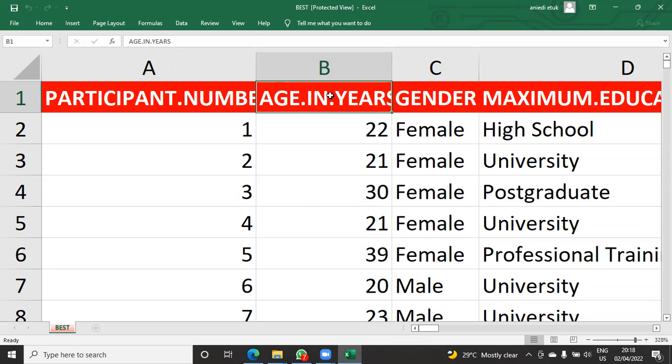Age, is it in discrete or continuous form? It's in continuous form. No, it's in discrete form. Okay. Because nobody is 22.1 years old. Okay, I understand. It's in discrete form, so it is not continuous data.